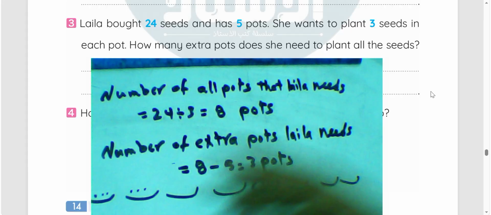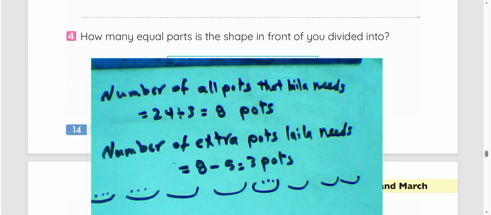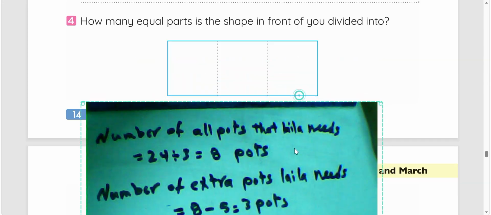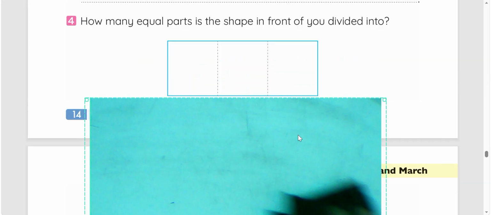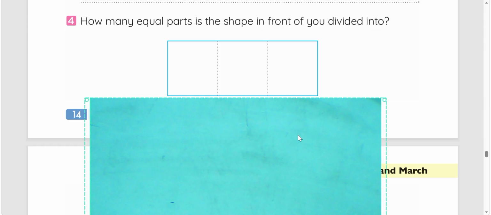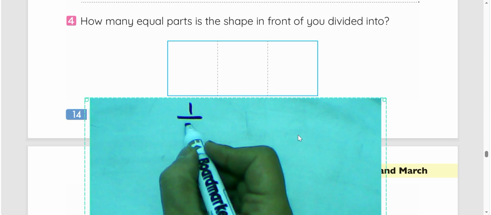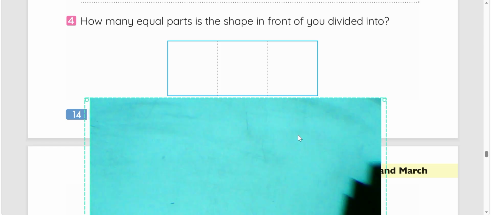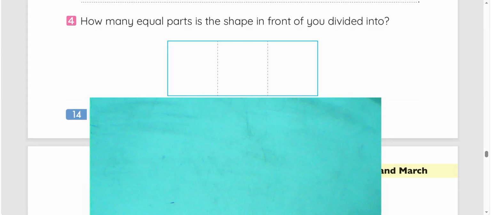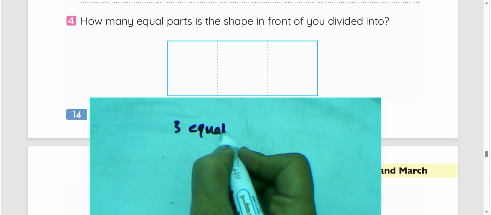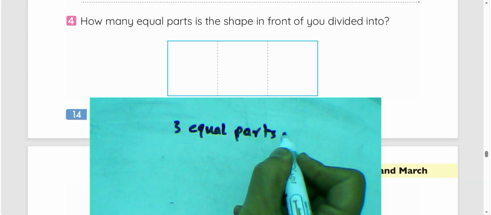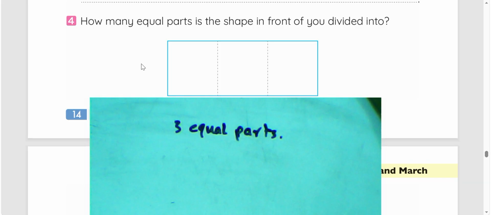Next question. How many equal parts are shaded in the front if you divide it into parts? We divide it into 3 parts. Then each part will be 1 over 3, one third. How many equal parts are here? We have 3 equal parts. Right here, 3 equal parts.